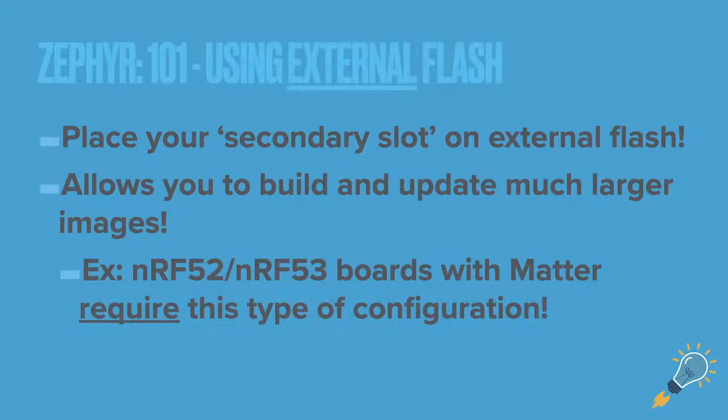So that was pretty straightforward. Here's the complicated part: if you have an image that is very large, when you have two partitions on your internal flash, you're basically cutting your flash space in half. So what can you do to get some more flash space, especially if you have some hefty applications? You can use an external flash to handle that secondary partition, so your first partition can be much larger. And that's the idea of what we're doing here.